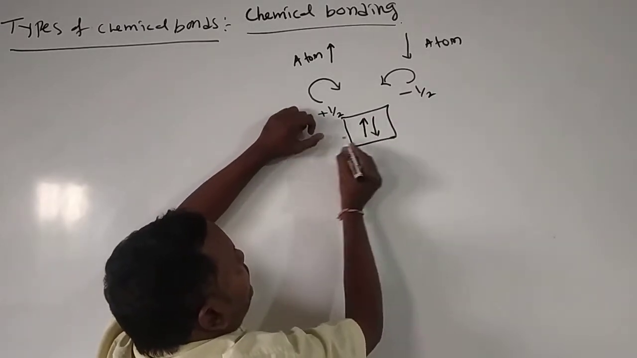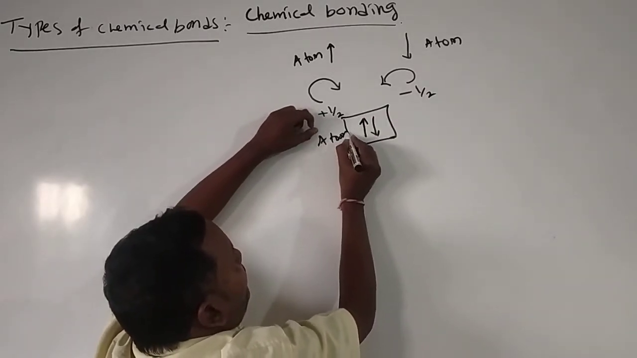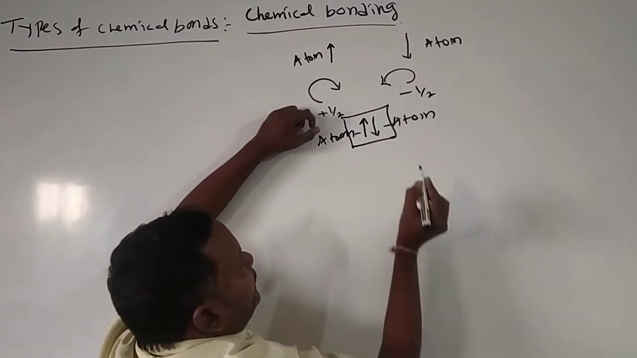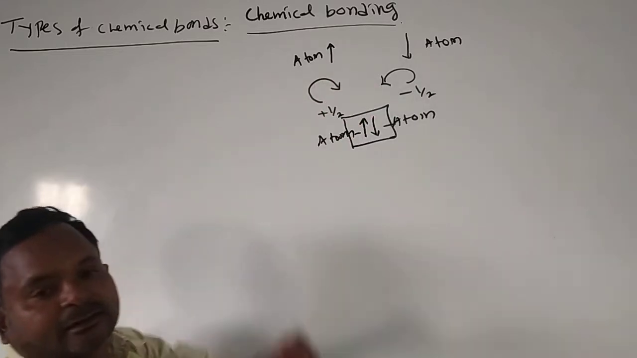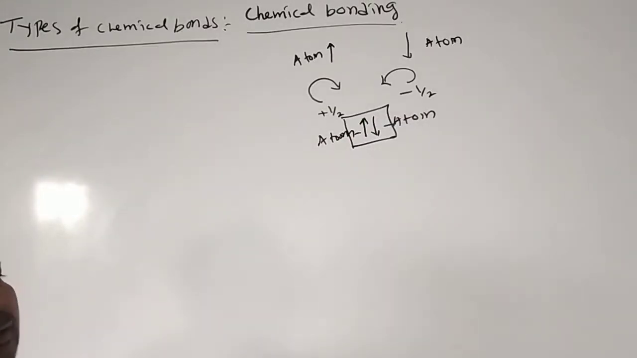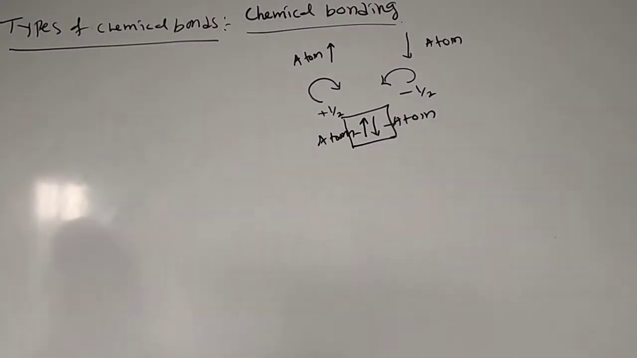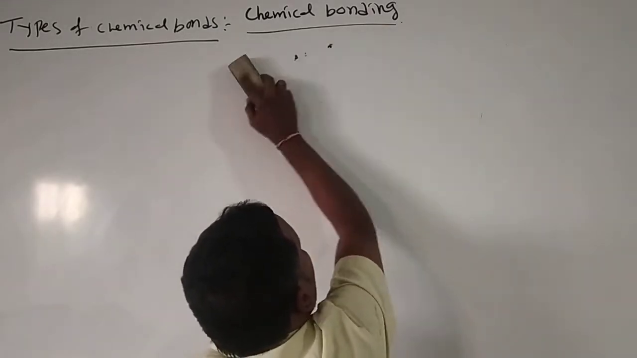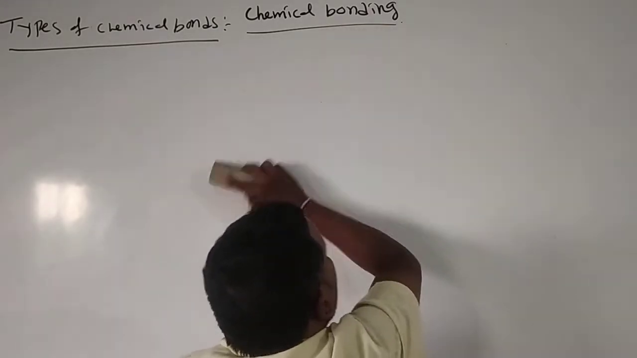And here is an atom, and here also we have an atom. The valence electrons are involved in the chemical bond like this. Next, in continuation, we will see the types of chemical bonds.